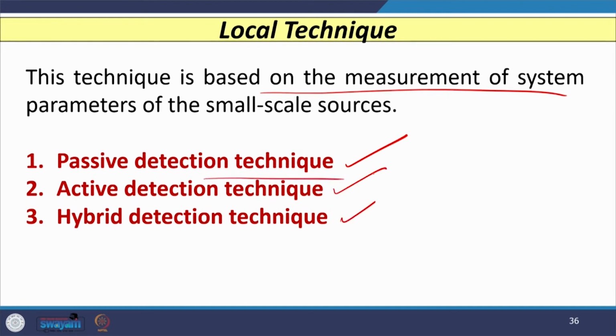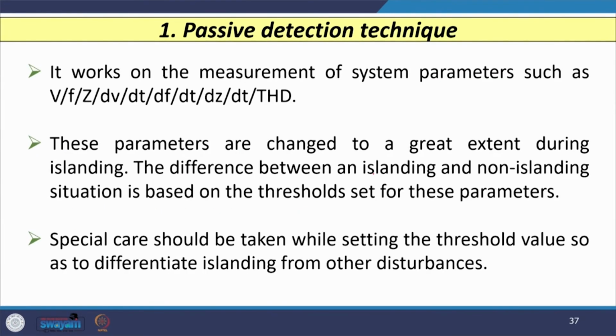So, let us start with the passive detection technique. The passive detection technique works on the principle of measurement of several parameters such as voltage, frequency, impedance, rate of change of voltage, rate of change of frequency, rate of change of impedance, harmonic distortion and so on. Any such parameter can be used, and based on that a certain decision is to be taken.